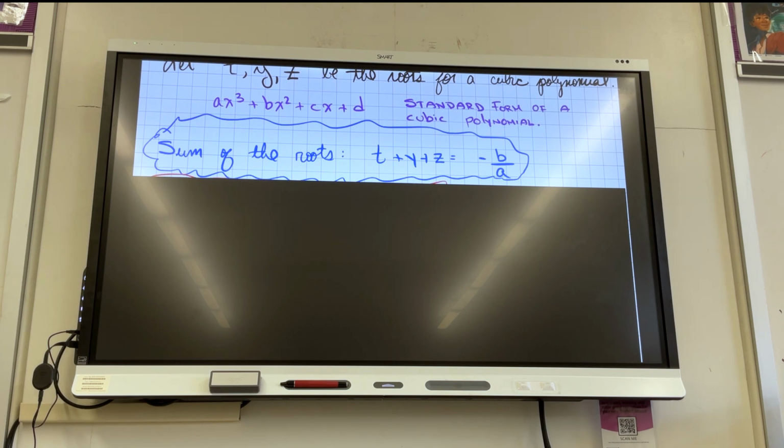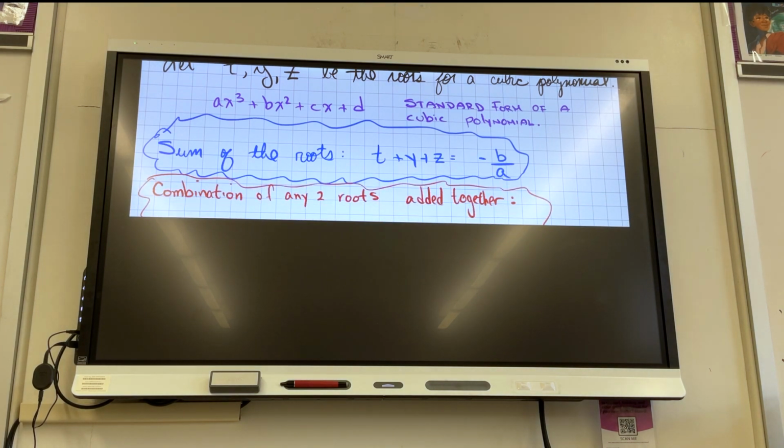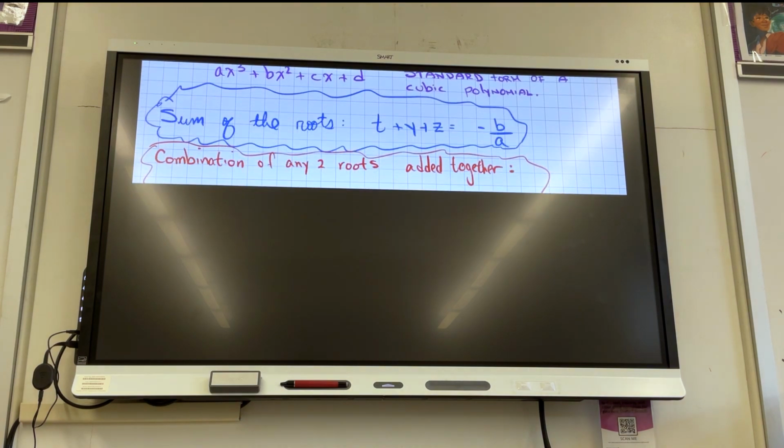Now, as we add more roots and degrees to the leading term, we start getting more equations. So with the quadratic, we only had 2, which were the sum and the product. But now that we're adding a 3rd root, we have a 3rd equation, which is actually the one in the middle. So in this case, we're talking about combinations of any 2 roots. Actually, let me rewrite this: a combination of any 2 products of the roots.